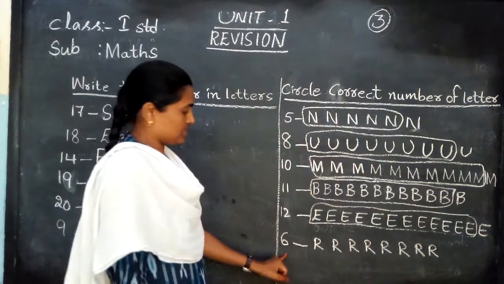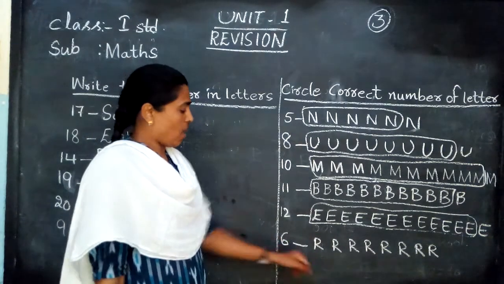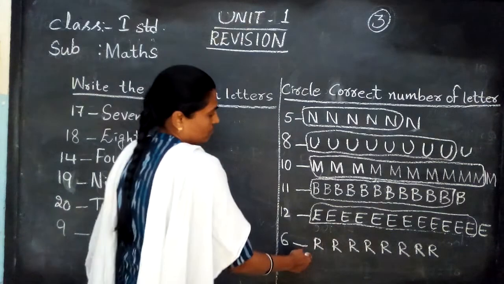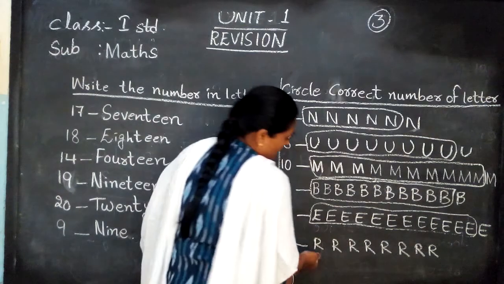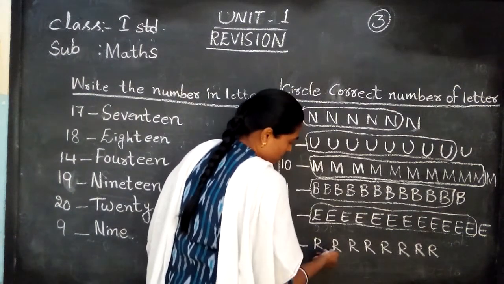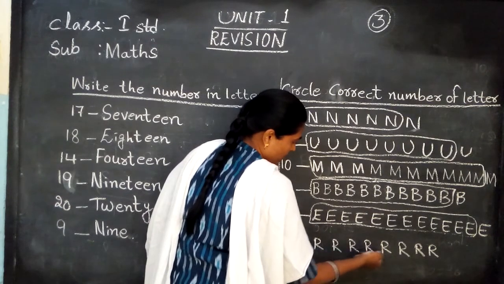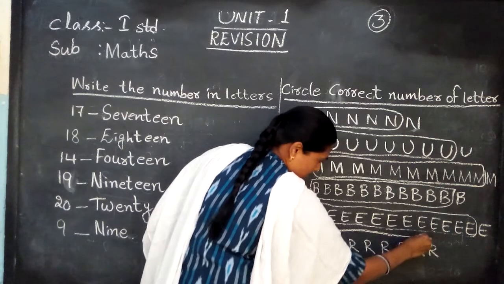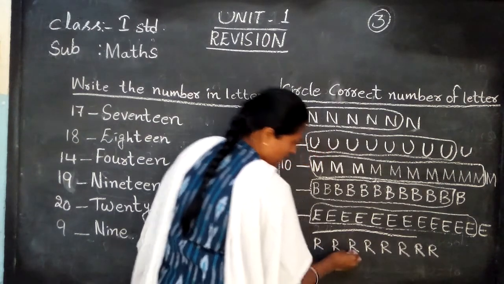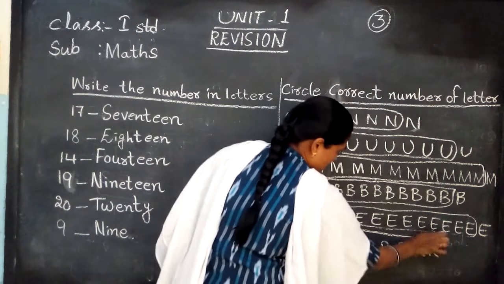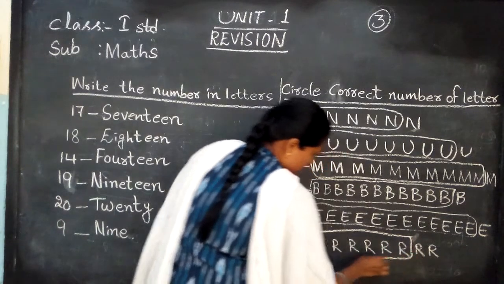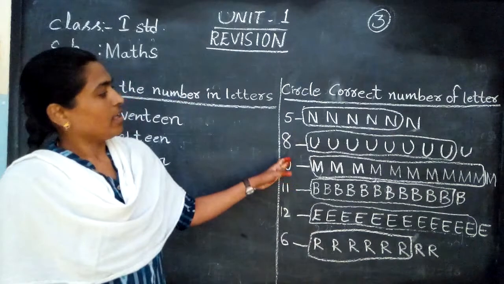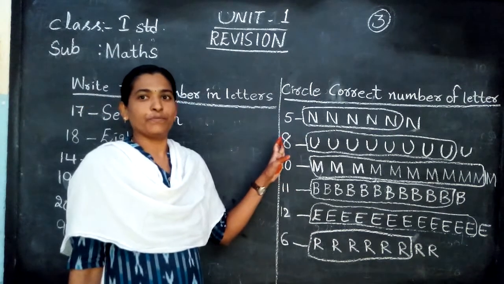Next number, 6. What is this letter? R. How many letters do you have to circle? 6 R letters you have to circle. Count the R letters: 1, 2, 3, 4, 5, 6. This is a very interesting topic.